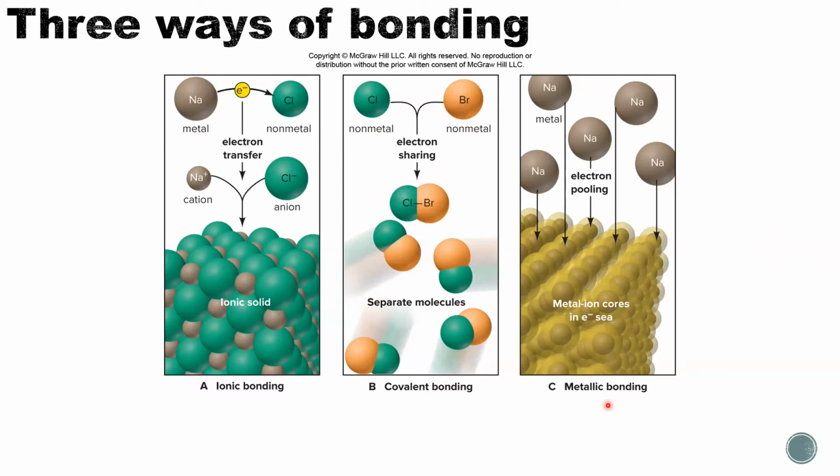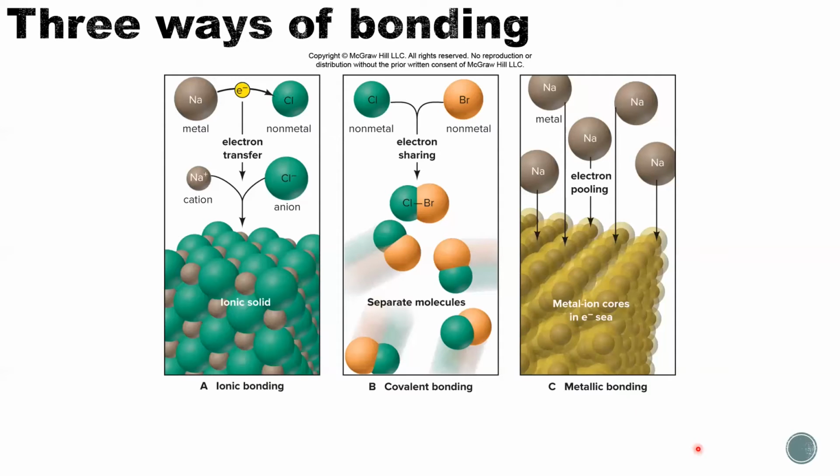Also, a chemical bond can form by electron pooling, and it forms metallic bonding. Metallic bonding only exists when there is a bulk of metals. Each of the metal atoms contributes electrons to the whole electron pool, and then it has a special type of bonding called metallic bonding.